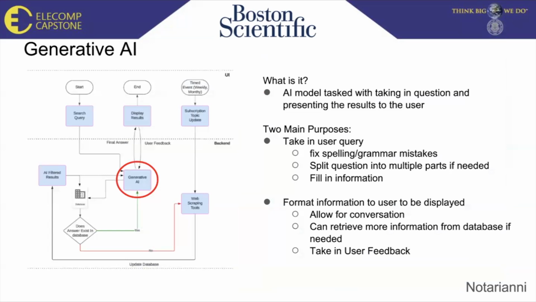Moving on to the next step, the generative AI step. It is an AI model that is tasked with taking in the user's question. It is also tasked with presenting the results to the user. So when taking in the user query, it can help fix grammar mistakes or spelling mistakes. It can split the question into multiple parts.